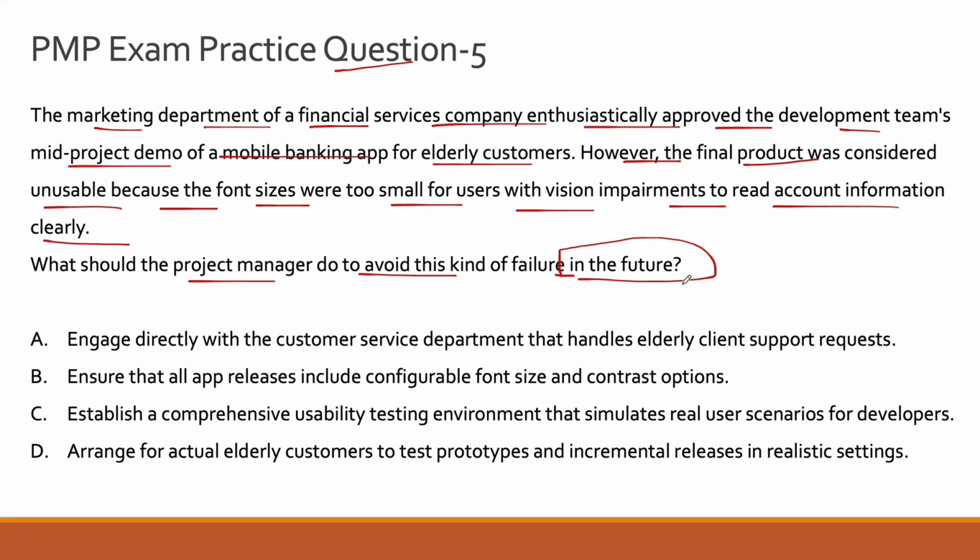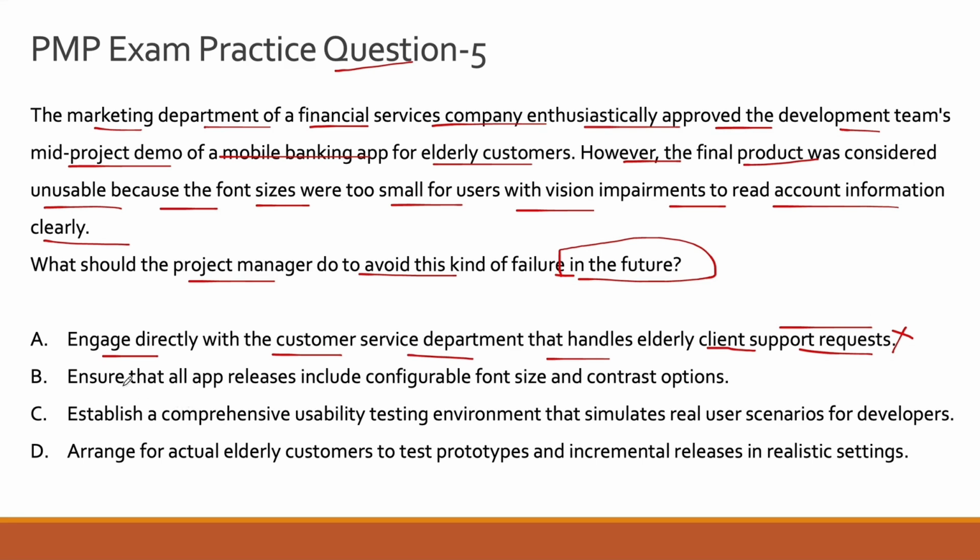Okay, so let's look at the options one by one. Option A, engage directly with the customer service department that handles end client support requests. Again, this is a very, very broad option, guys. Support requests could be anything under the sun. That doesn't necessarily mean that this will solve this issue of a small text size, which is considered a challenge for elderly customers with vision impairments. Okay. So option A is definitely incorrect.